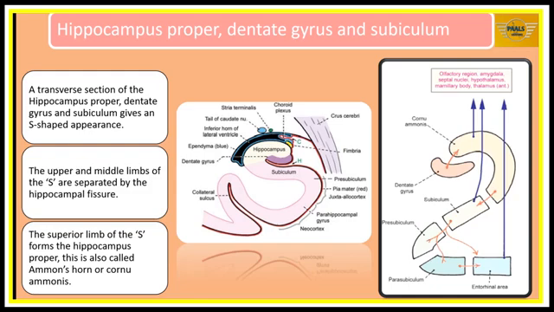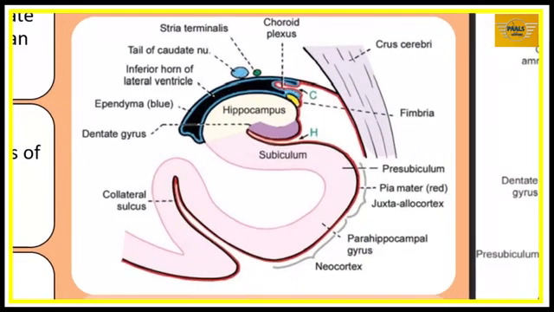A transverse section through the hippocampus proper, dentate gyrus, and subiculum will give us an S-shaped appearance. In this image, we are looking at three structures of the hippocampal formation. 1 is the hippocampus proper, 2 is the dentate gyrus, and 3 is the subiculum. Now, this is the S-shaped appearance. Usually, this S-shaped appearance gives us the seahorse image that hippocampus derives its name from.